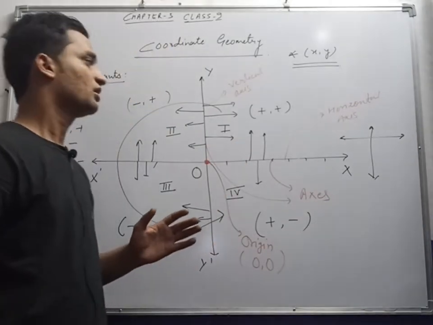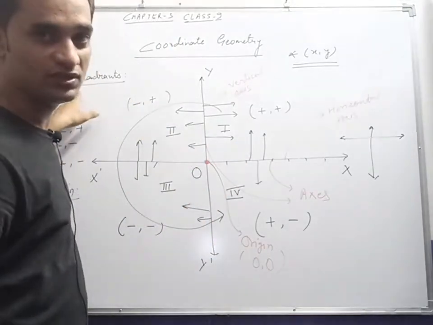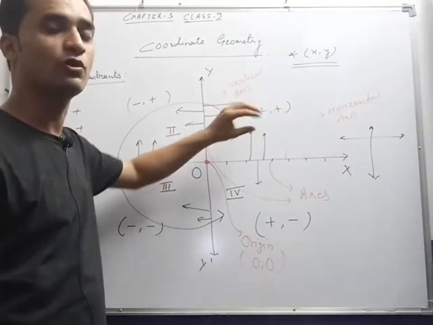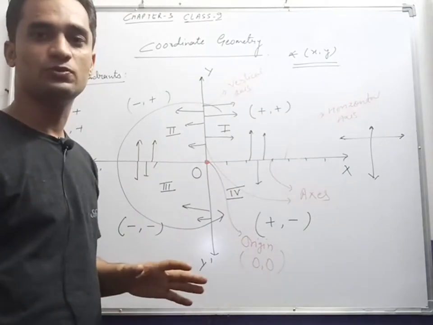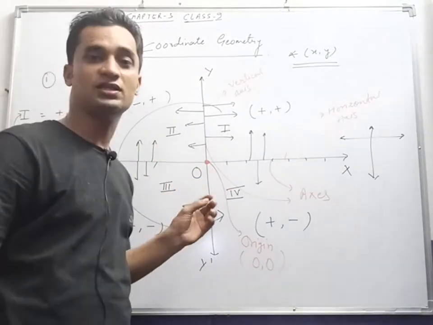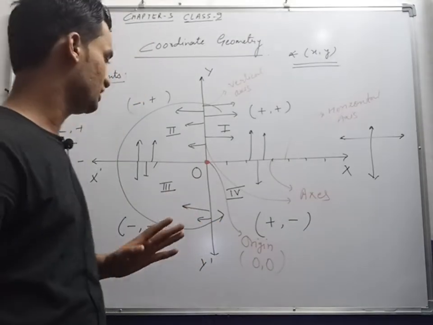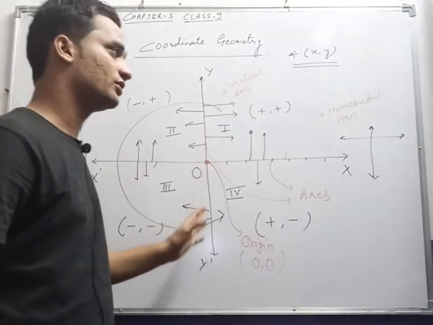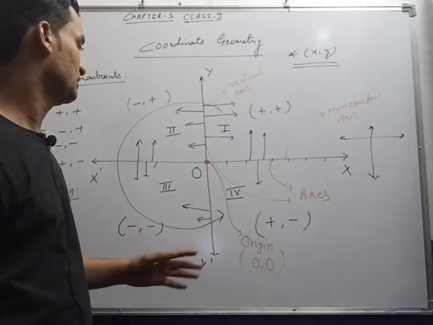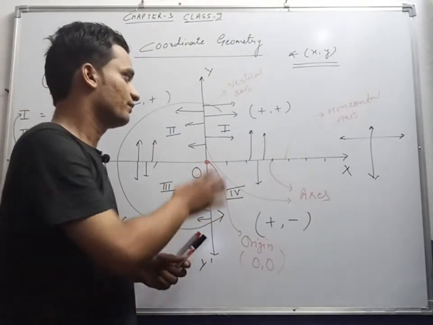So don't be confused. We have discussed quadrants: when the axes divide the plane into four parts, each part is known as a quadrant. Then origin: when the two axes intersect, the intersection point is known as origin. We also discussed the signs for the different quadrants. Any more? I think this is only the basic.